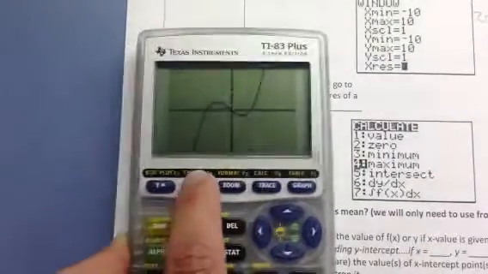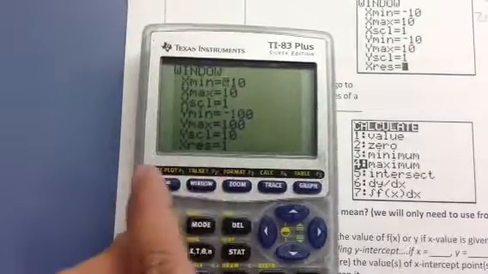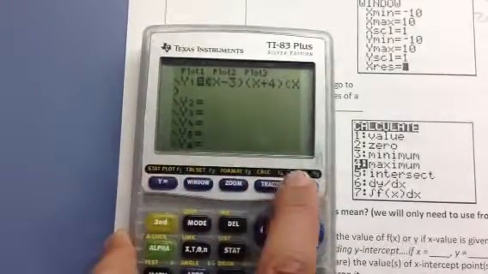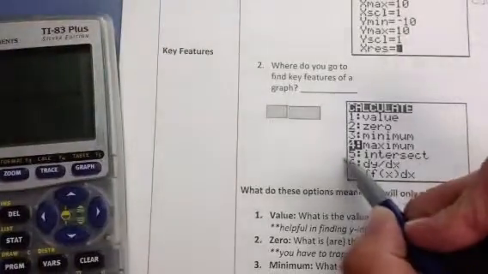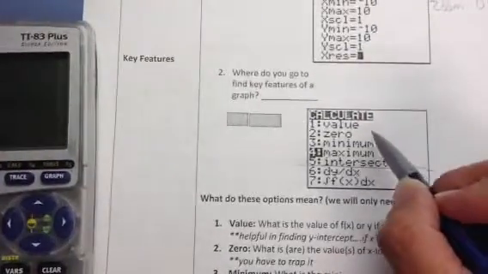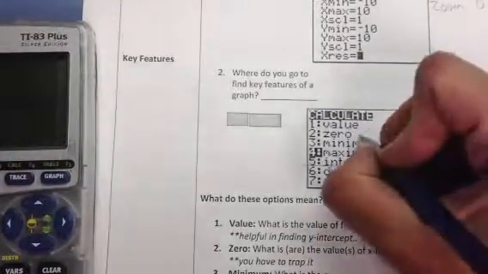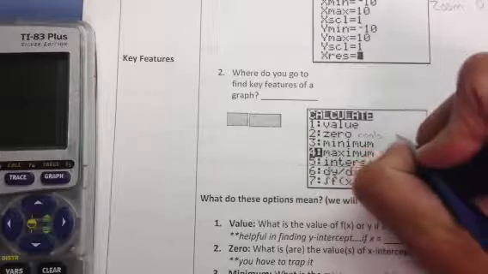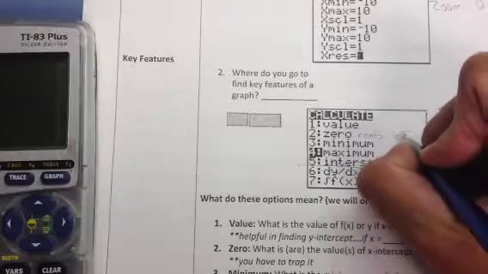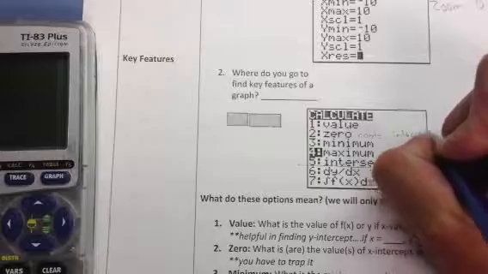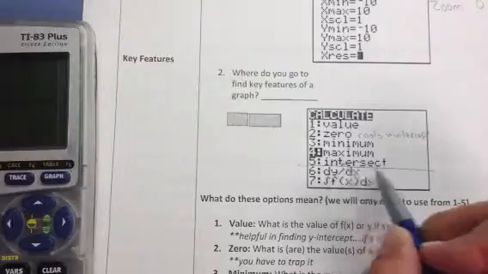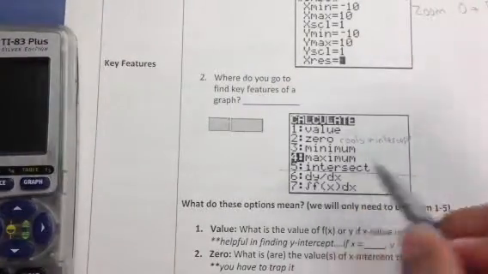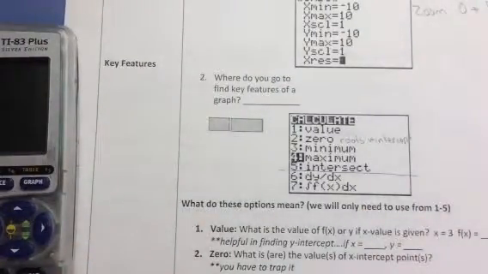What we're going to talk about now are these key features. So just to reconfirm, here's my window. Here's my equation. And this is what our picture should look like for all of us. So what we're going to talk about are the first 5. We don't need to worry about the rest. Value, I'll show you that. 0, again, another word for 0 are roots and intercepts, particularly the x-intercept. We got our mins and our max, and intersect. Intersect is different than intercept. Intersect is when we have 2 shapes meeting. I'll show you that one in just a little bit.